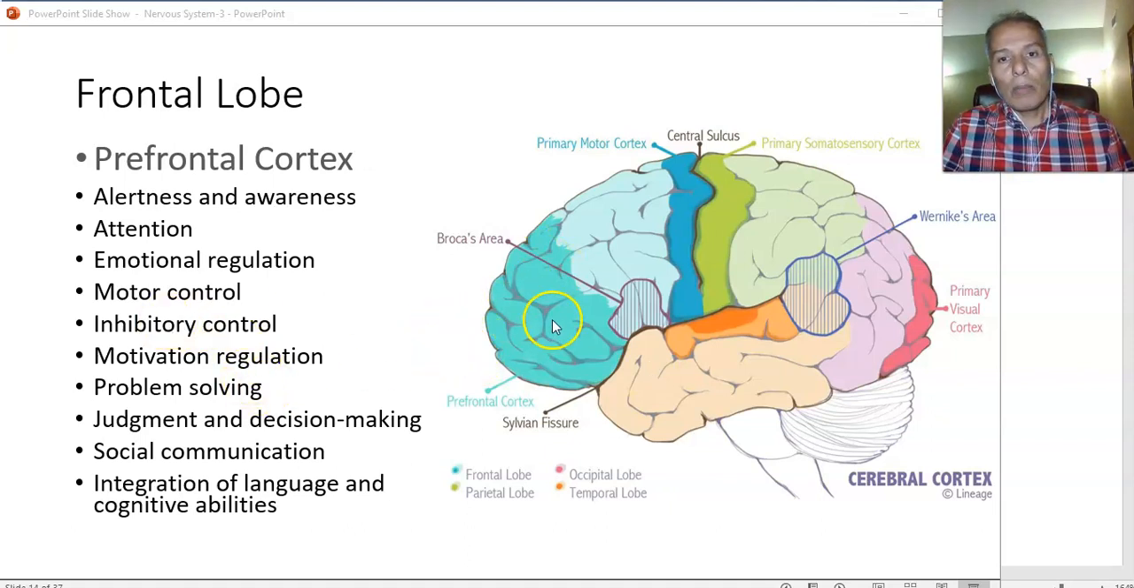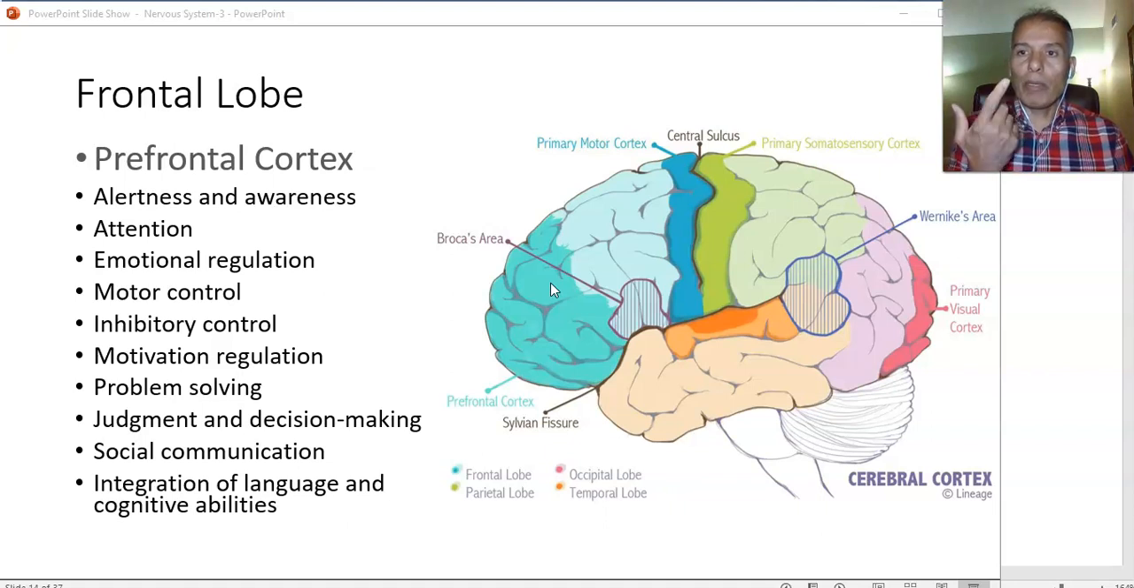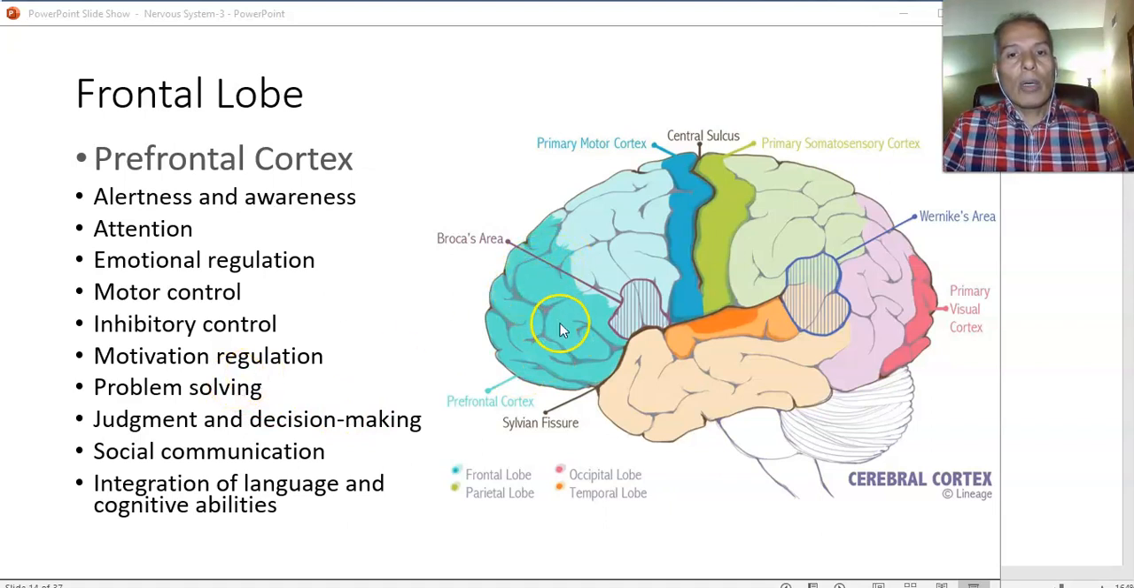So the prefrontal cortex enables you to inhibit verbal inhibition, certain things that you should not be saying, and to inhibit motor movements, to inhibit certain behaviors that are not acceptable. So all of this happens in the prefrontal cortex. It gives you motivation as it communicates with the amygdala and the lower emotional centers there.